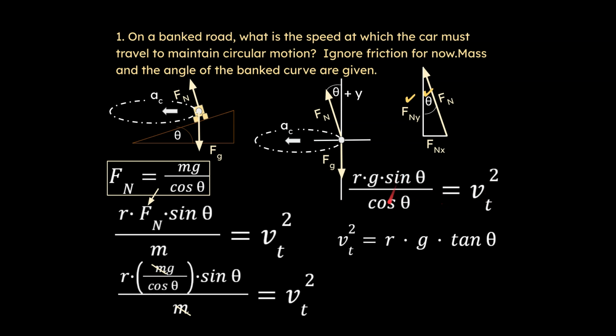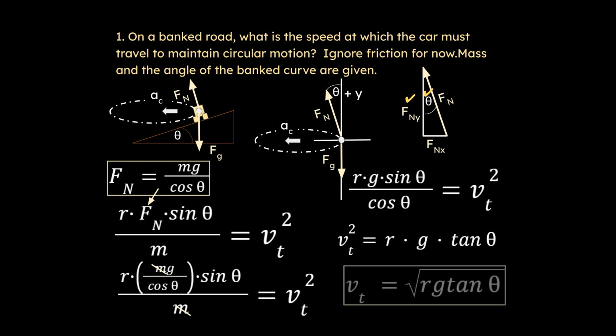One other thing you could do to simplify, this is not needed, but it is possible. The sine of theta over the cosine of theta is equal to the tangent of theta. These are not dot products. These are just showing multiplication here. R times g times tan of theta. So if we continue, we can see that our tangential speed is equal to r times g times the tan of theta, all under a root.